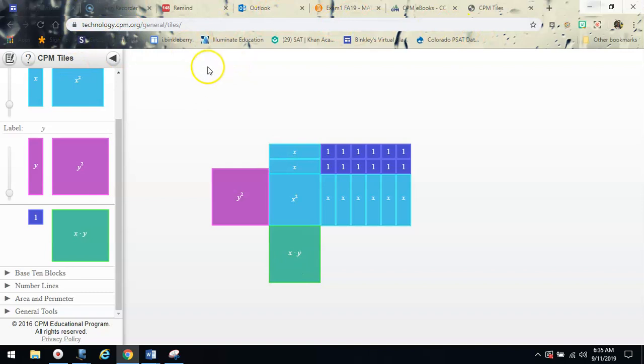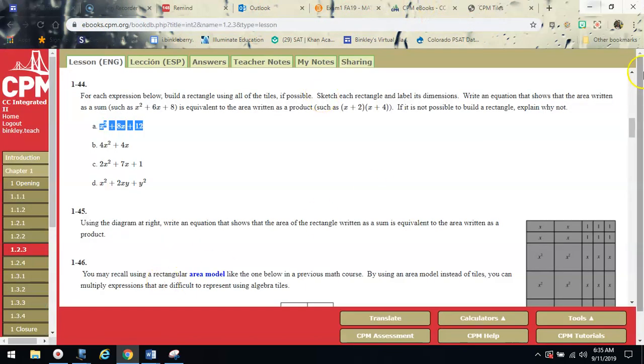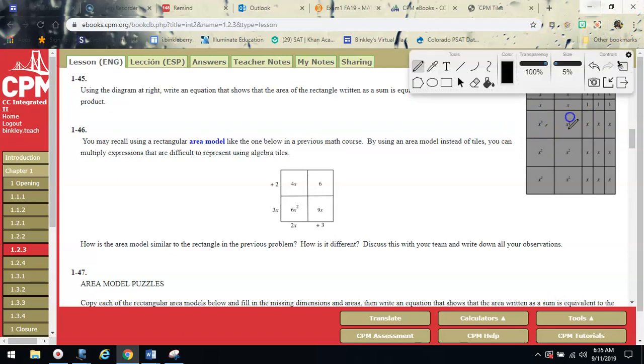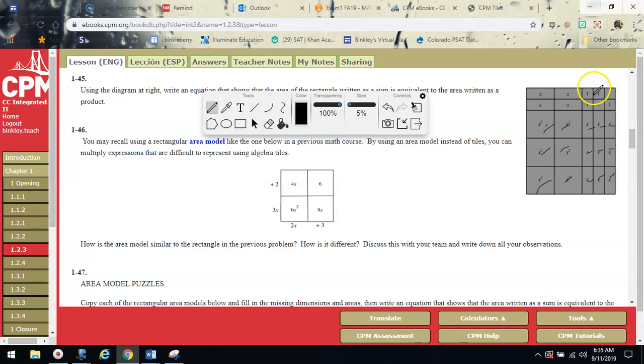Let's go back to the questions and see what's after 44. Okay, so 45 is using this question at the right. And it wants us to do the same thing. Add up all the insides of one. We have, let's see here, 1, 2, 3, 4, 5, 6 x squareds. And then 1, 2, 3, 4, 5, 6, 7, 8, 9, 10, 11, 12, 13 x's. And then how many? 1, 2, 3, 4, 5, 6 ones.